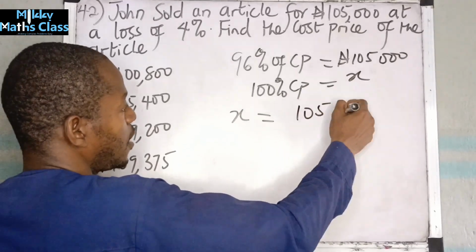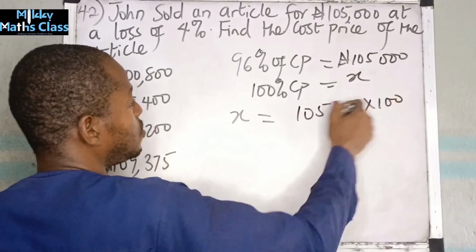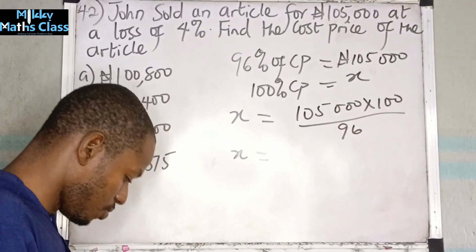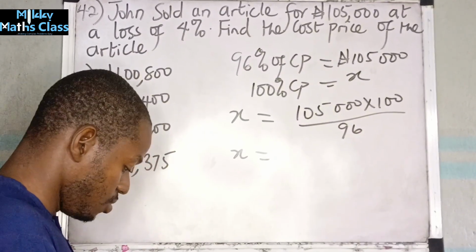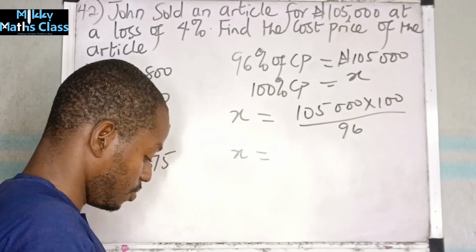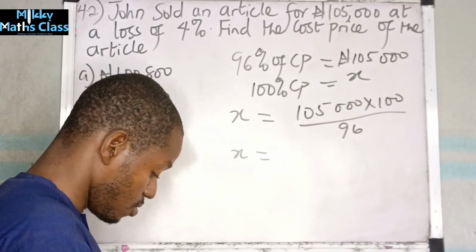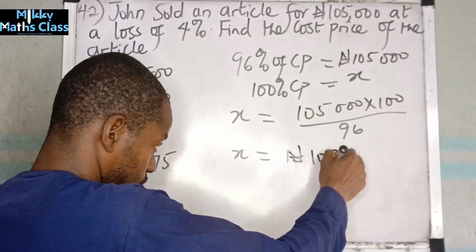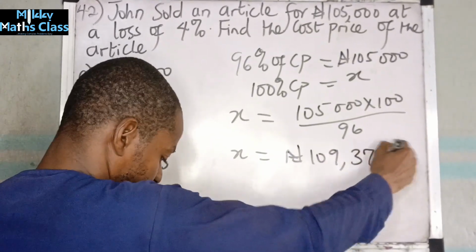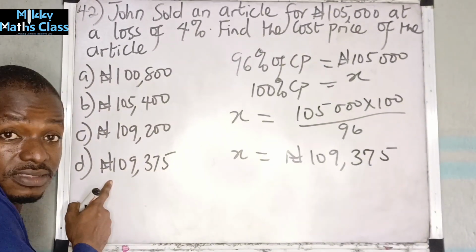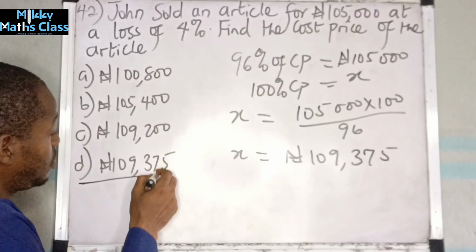So that's 105,000 times 100 over 96. So when you press your calculator, you will have the value of 109,375 naira, which is option D.